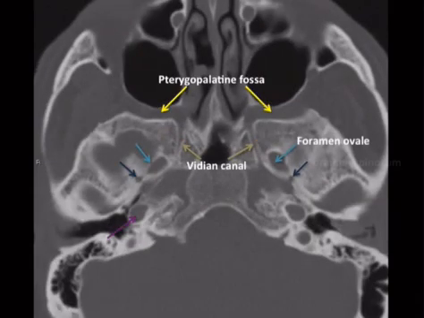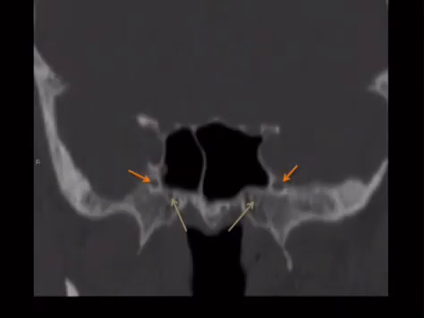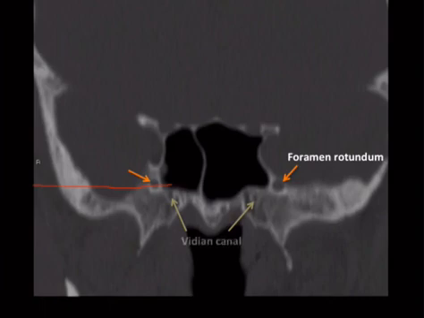So when you look at it coronal, you would expect it to be coming at you. Before, we were taking a cut through it like that, so it looked like a highway. Now we're looking down the barrel of a gun. So that is rotundum, and Vidian's canal is similar. It's just smaller and more medial.